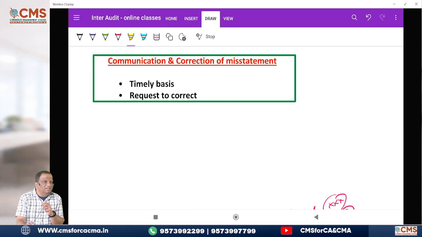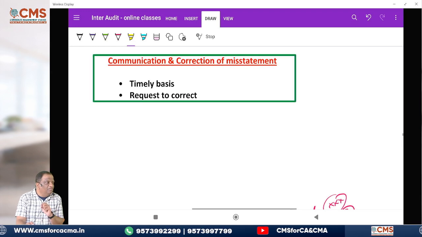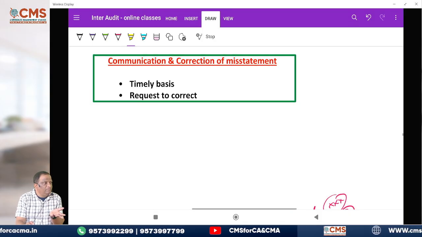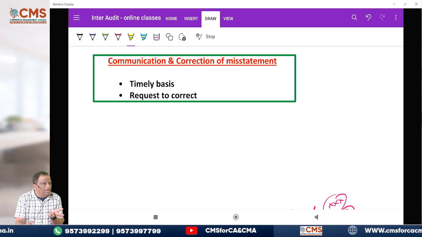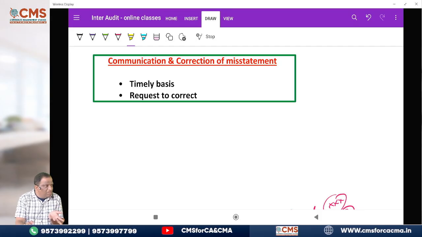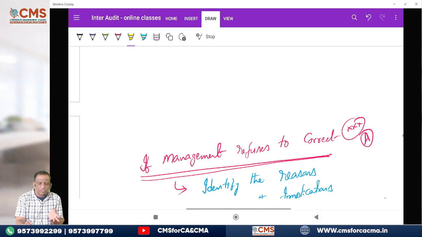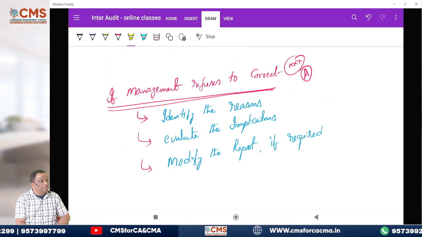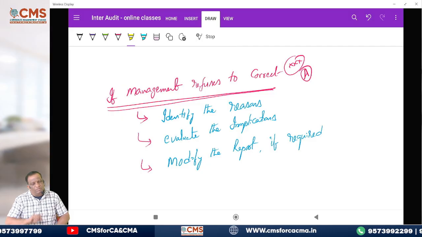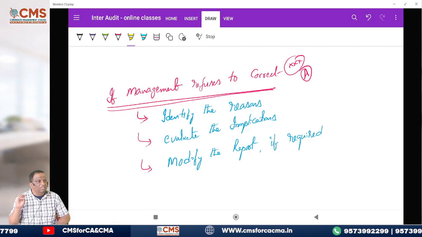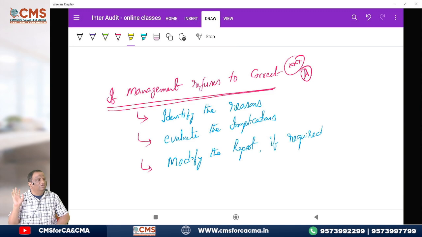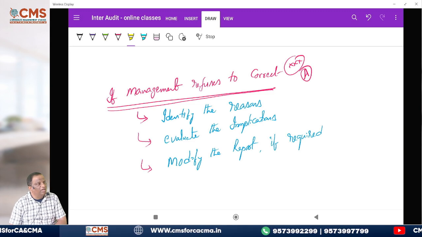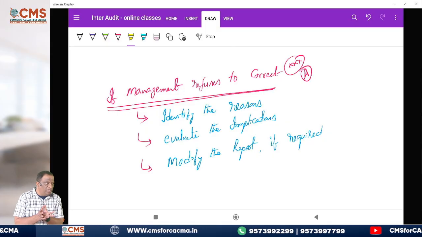Try to guess it, then I will put that screen. If the management is unwilling to correct, identify the reasons. Think aloud. Identify the reasons, evaluate the implications, and then modify the report. If you learn these three points, this will help you not only for this standard. This is the practice which the auditor follows for multiple standards, be it SA 530, be it multiple standards. The same point will keep coming. So remember this: what should the auditor do if the management refuses? Because this is simpler to read and simpler to understand.